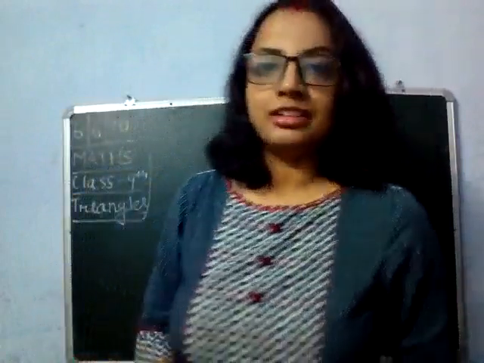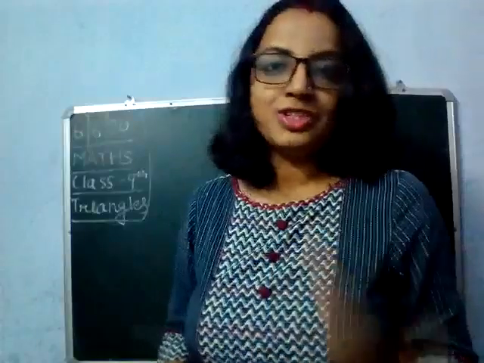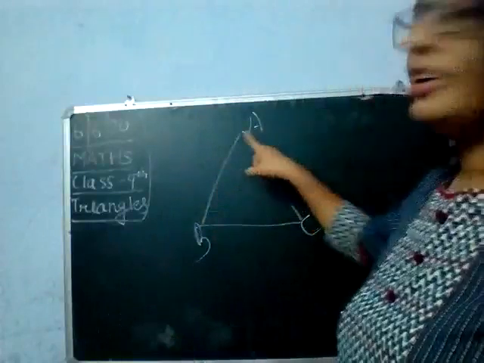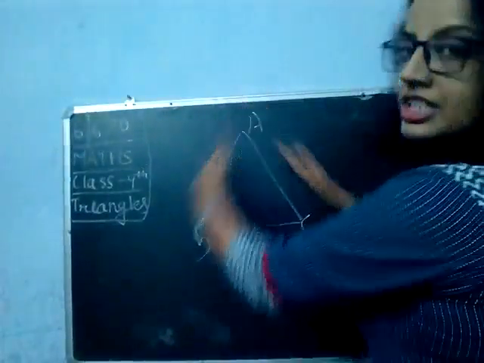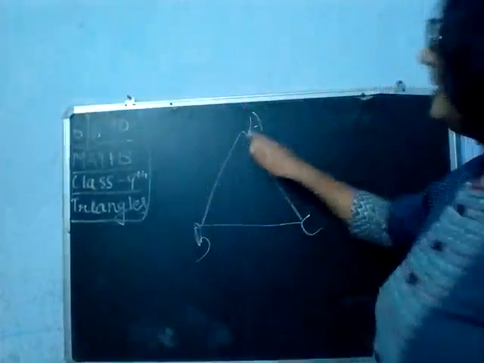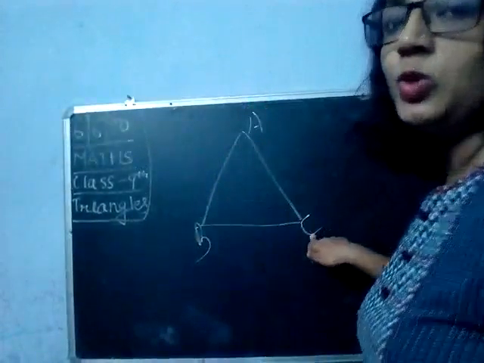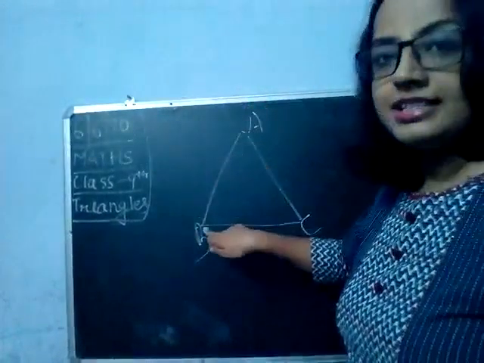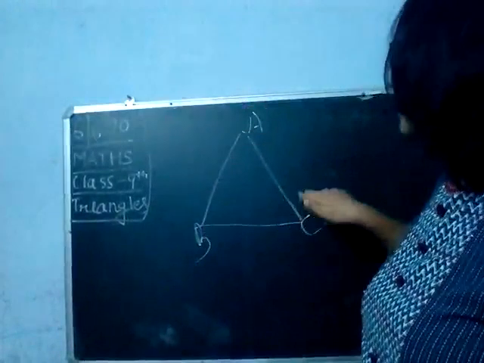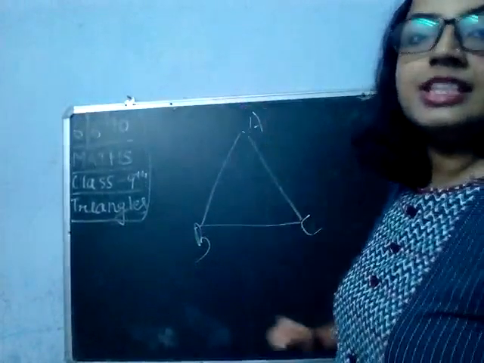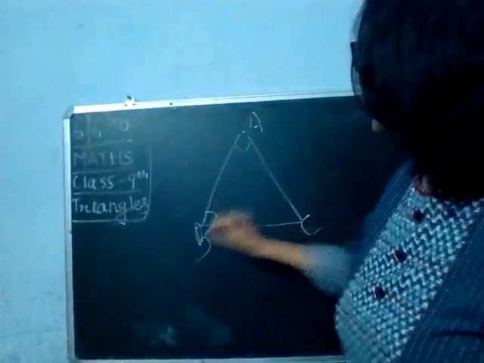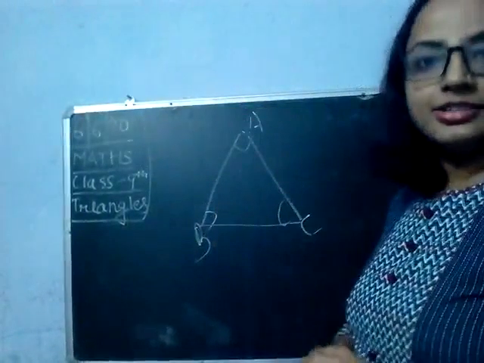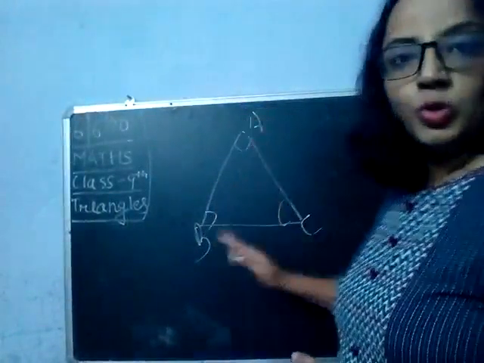Okay, now starts. What is a triangle? Suppose ABC is a triangle. It means three intersecting lines. And in triangle ABC, we know that AB, BC, AC are the sides of a triangle, and A, B, C are the angles. So we all know this.